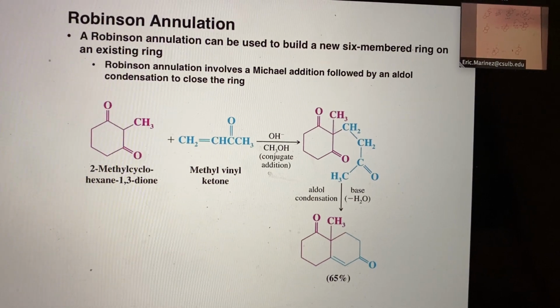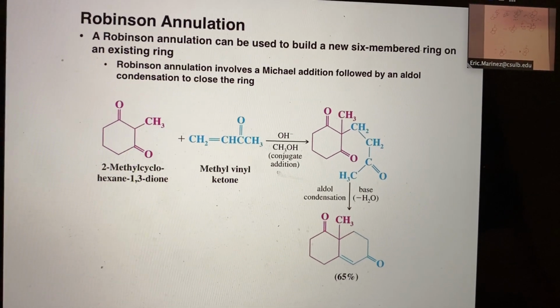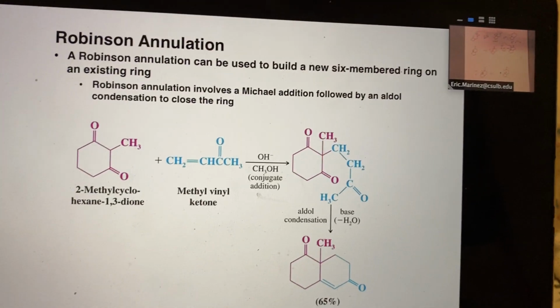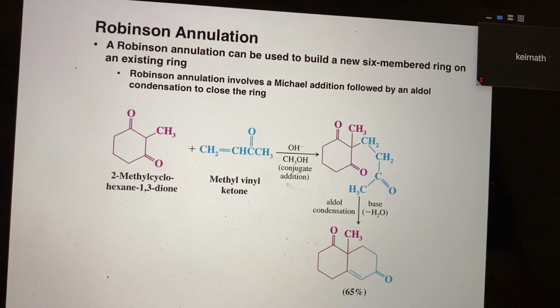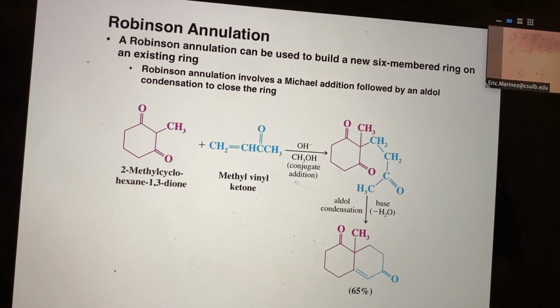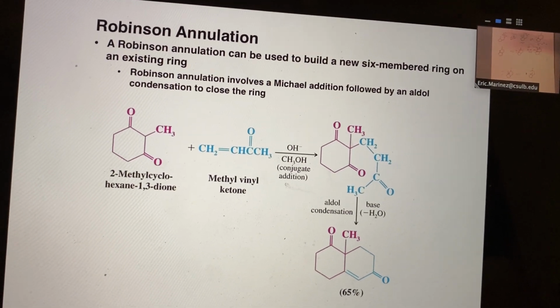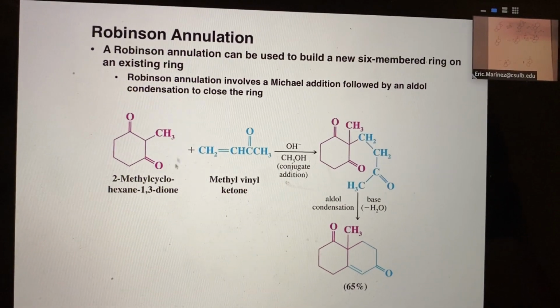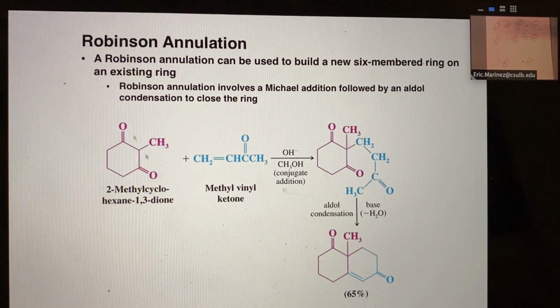What's cool about the Robinson annulation is it takes the two reactions that we just learned. It takes the Michael reaction, which is from this chapter, and then it employs the aldol condensation that we just learned in chapter 23. So recognize what I have here in this system is I have a dicarbonyl system.